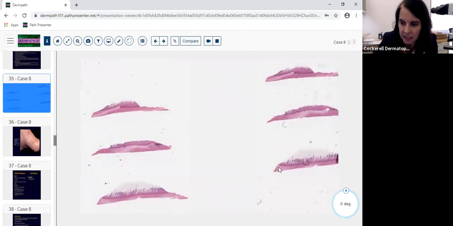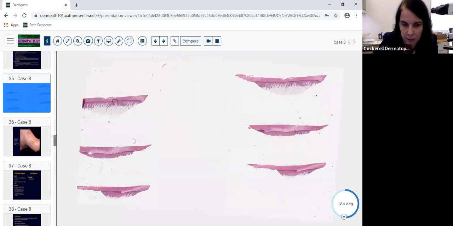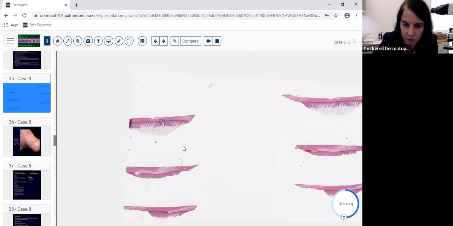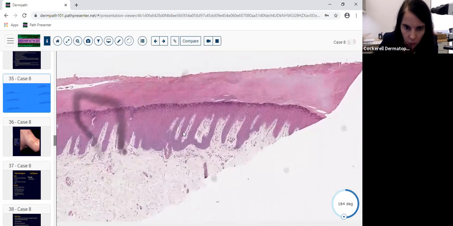Our next case is taking us to a completely different area. Let me just slowly spin this around because it's upside down. For those of you who like to have the stratum corneum up, which I like to always put it in that direction, keeps you organized.